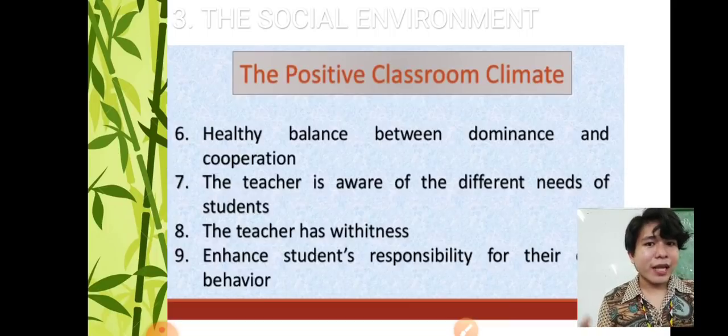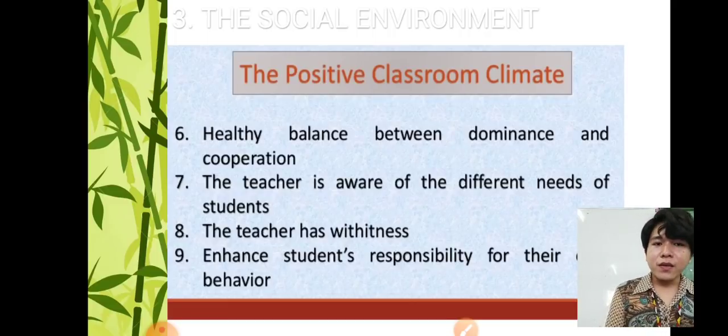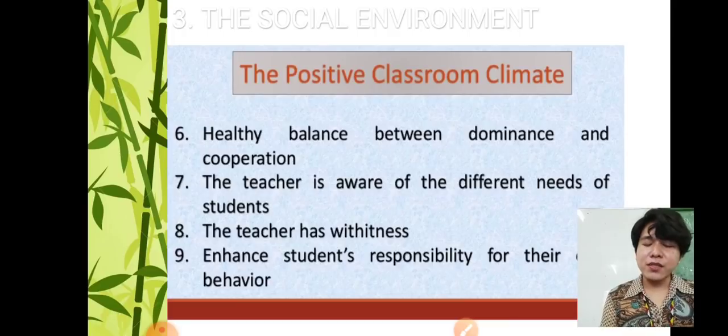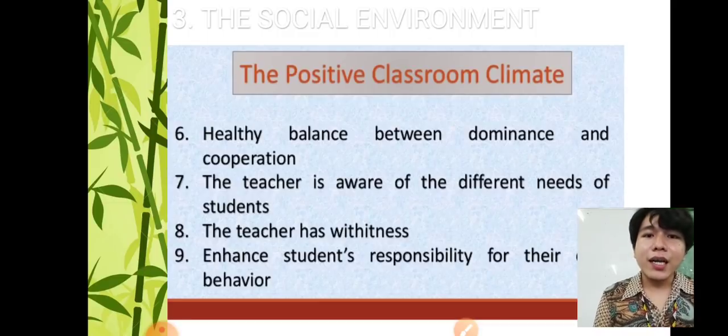So, the teacher has the power, the student also has the power. But of course, there should be what? No one dominates the power between the two. They need to work as a team. So, the teacher is aware of the different needs of the students. The teacher has with-itness. What is with-itness? According to Jacob Kounin, with-itness is when we are aware, we have eyes at our back. So we are aware what is happening inside our classroom.